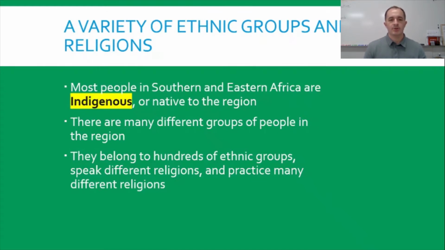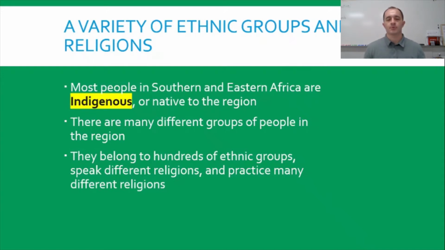So starting with a variety of ethnic groups and religions. That's what this whole first section is going to be about. We're talking about the people in Southern and Eastern Africa today, and so we need to figure out the different kinds of people that we find in this area. So most people in Southern and Eastern Africa are indigenous, which we have mentioned before. Indigenous people are native to the region. The region, that is our first vocab word.